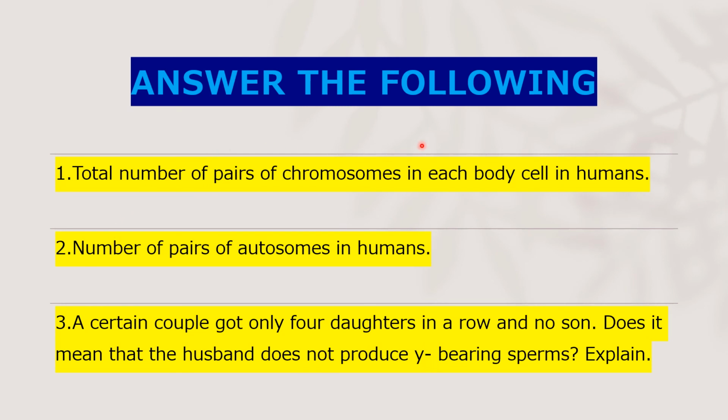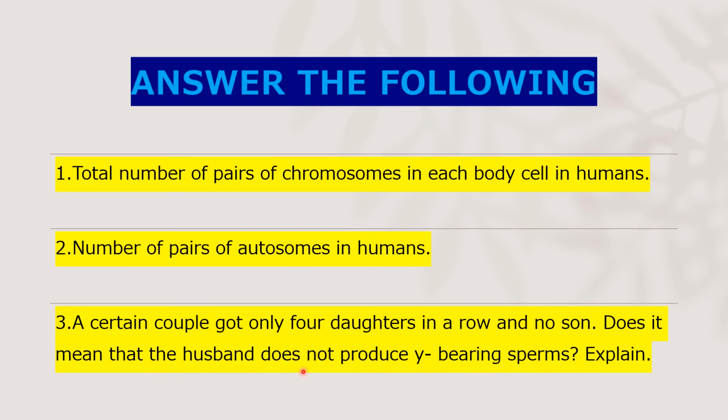Answer the following. First one, total number of pairs of chromosomes in each body cell in humans. Here they are asking the number of pairs, so you have to write 23 pairs of chromosomes. Then the next question, number of pairs of autosomes in humans: 22 pairs.